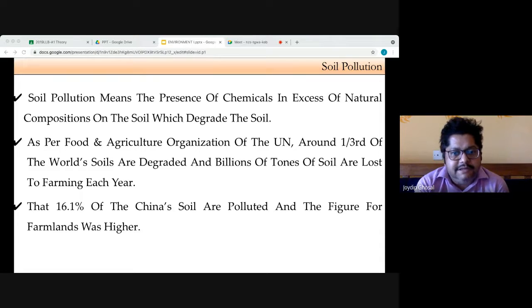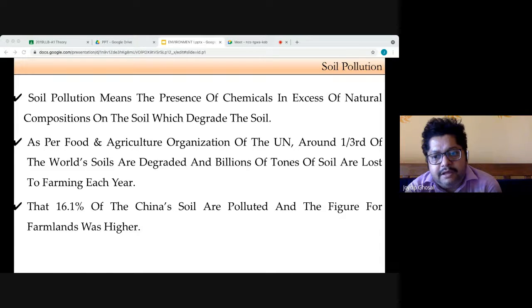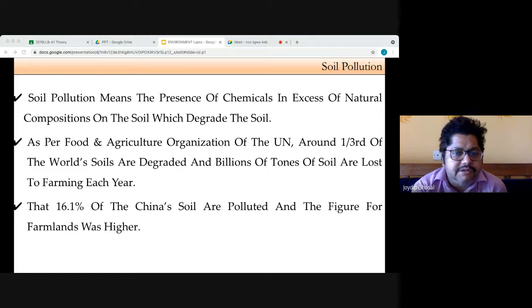So it has seriously affected farmlands also. Now the problem has affected various nations of the world. It is not only one nation suffering the problem of soil degradation or soil pollution. Almost all nations are facing the same problem. One joint study conducted by the Environment ministry reported in 2014 that 16% of China's soils are polluted, and the figure for farmlands is higher.